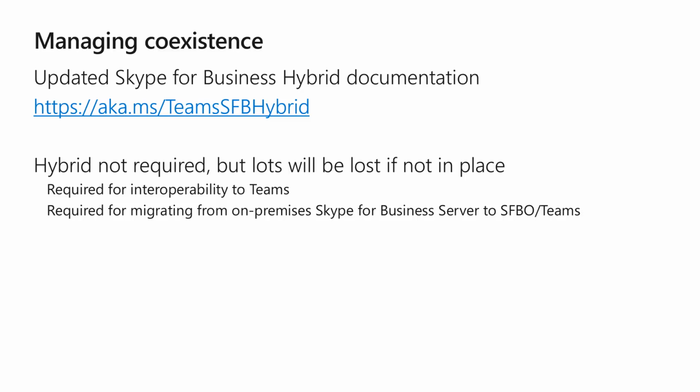Also, as we look at managing coexistence, we need to ensure that we have hybrid or split domain configured between our on-premises Skype for Business deployment and Skype for Business Online. You can read more about that at the aka.ms link on this slide. Now, while hybrid is not required, there will be a lot that is lost if this is not in place. This is in fact required for interoperability to Teams. So if we do not have hybrid or split domain configured between the on-premises Skype for Business deployment and the Office 365 tenant, we will not be able to have interoperability between Teams users and Skype for Business on-premises users within that same tenant. It is also required for the migration from on-premises Skype for Business server to both Skype for Business Online as well as Microsoft Teams.